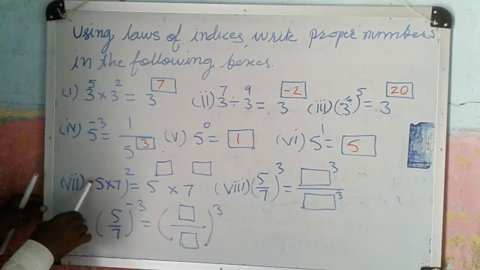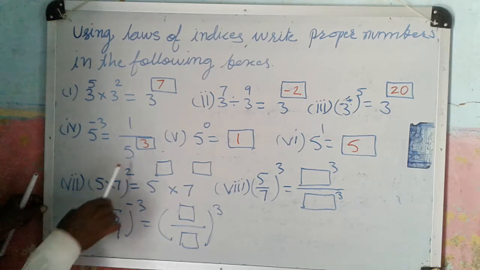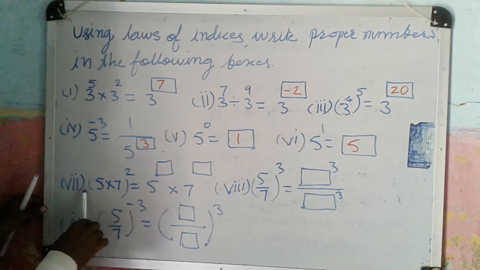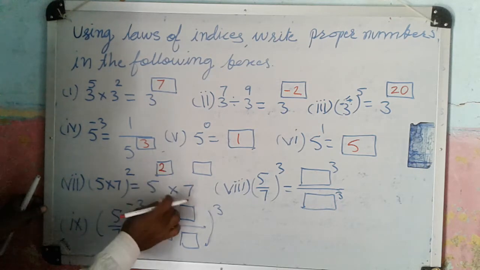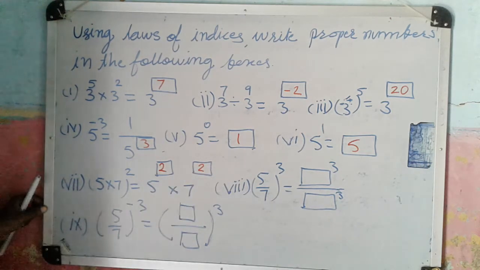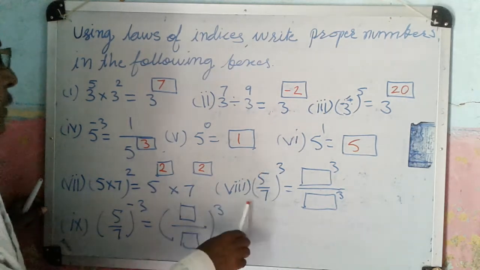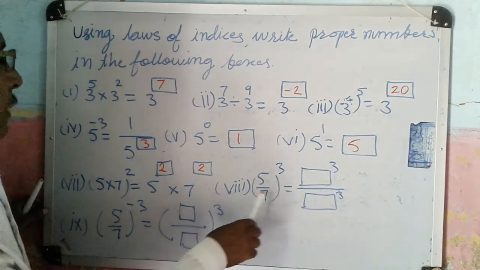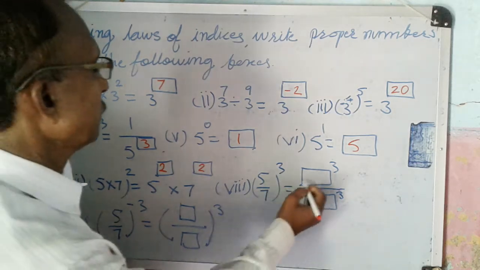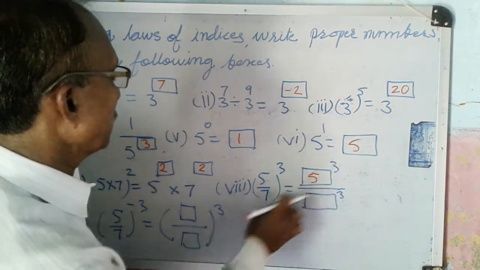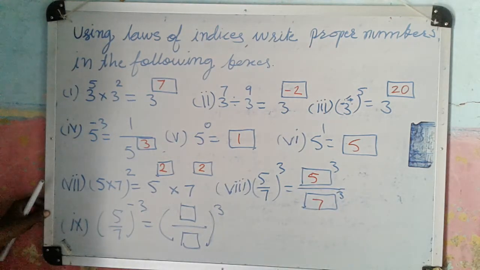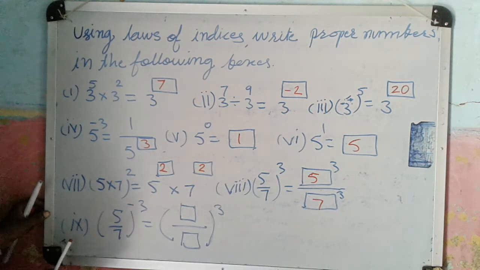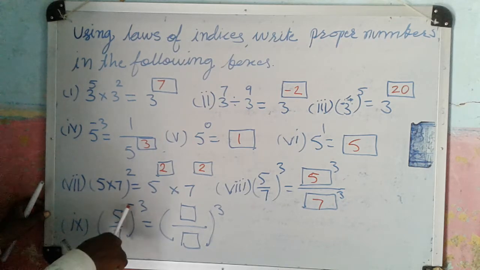Now 7: bracket 5 into 7, bracket raised to 2. So here, after removing the bracket, we get 5 raised to 2 multiplied by 7 raised to 2. Now 8: 5 upon 7, bracket raised to 3. After removing the bracket we get 5 raised to 3 upon 7 raised to 3. And 9: 5 upon 7, bracket raised to minus 3.